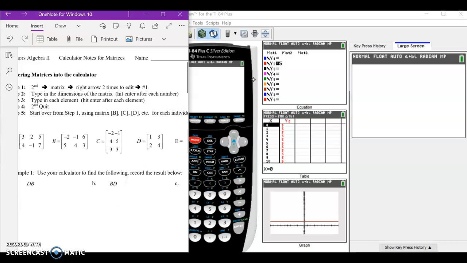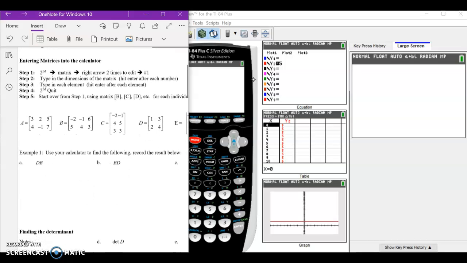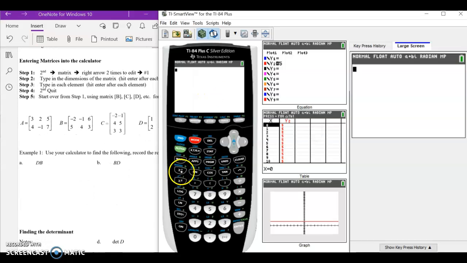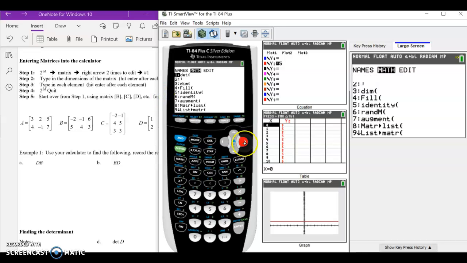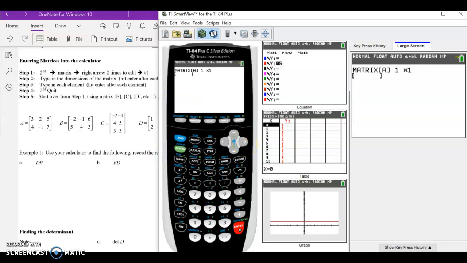So I'm going to zoom out so we can see everything here. Your matrix button is going to be right above this key right here. You're going to hit second, matrix, and here's where you're going to do everything. You can see all the names of your different matrices. In order to actually enter them, you have to go over to edit. You're going to hit enter, and you need to type in the dimensions.